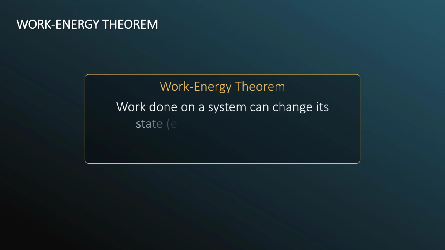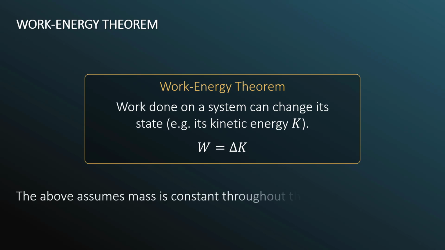Work done on a system can change its state, for example, its kinetic energy. So we say that the work is equal to the change in kinetic energy. Now in the textbook, Conceptual Physics, instead of just writing K for kinetic energy, the author uses KE. I prefer not to use multiple symbols when we don't need to. Anyway, this result assumes mass is constant throughout the process.